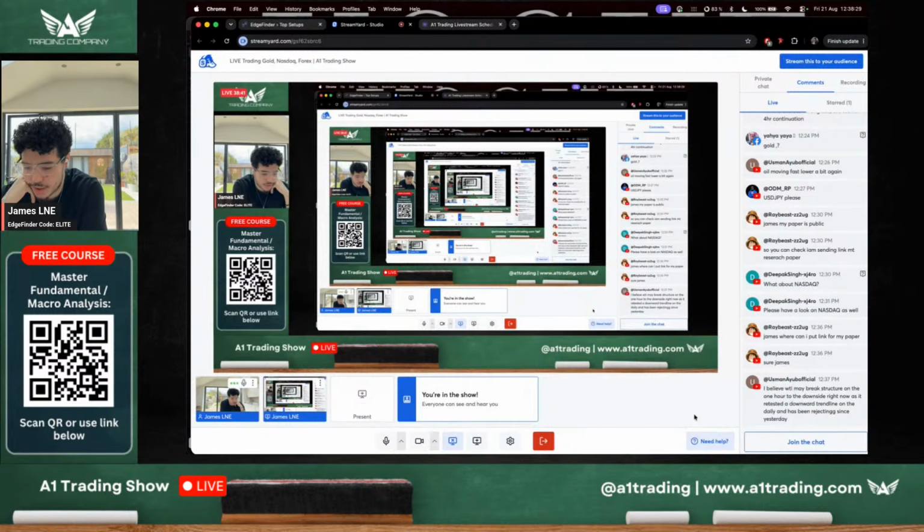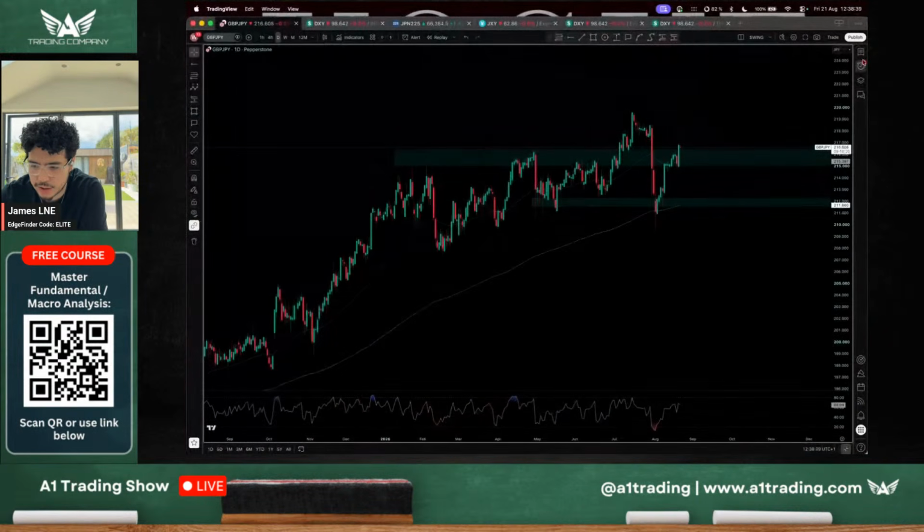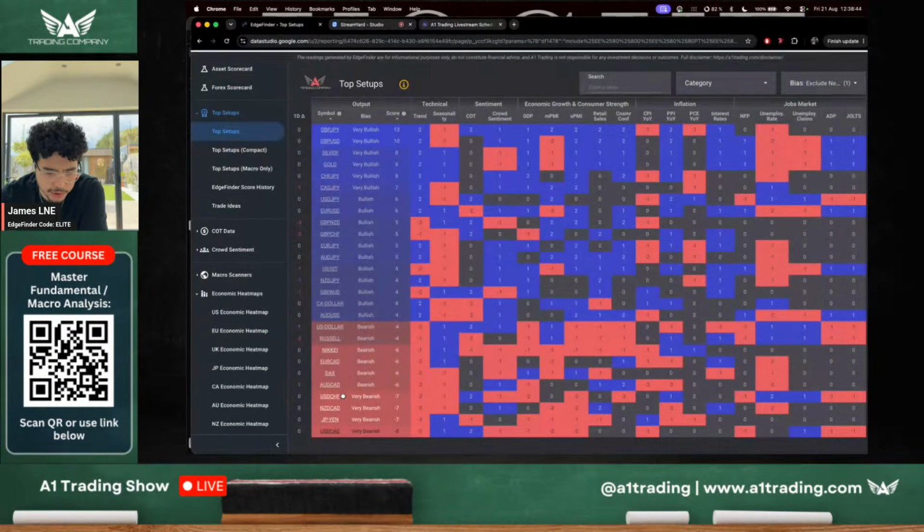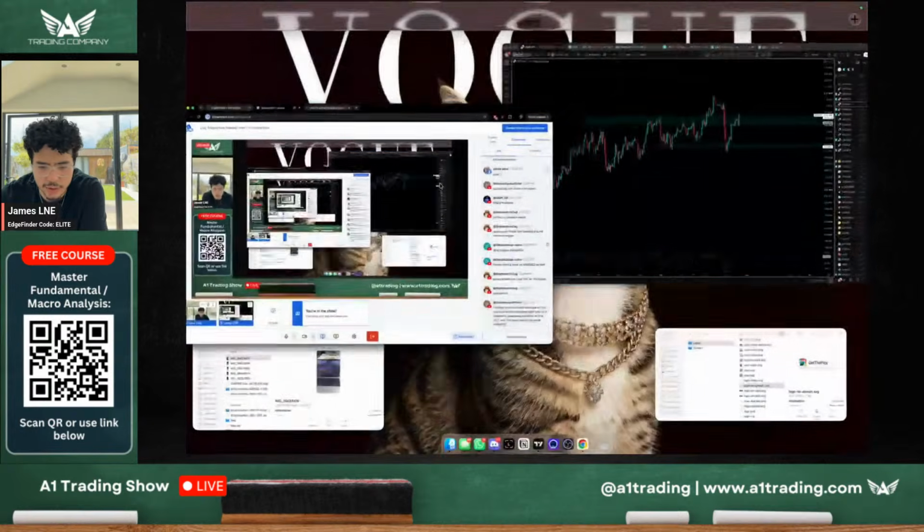I believe WTI may break structure on the 1 hour to the downside. Right now it's retested the down trend line. On the daily, it's been rejecting since yesterday. Okay, let's have a look at your idea. Actually, hold on. Is oil still bearish? I know oil was bearish at one point. No, it's dropped off. Okay.